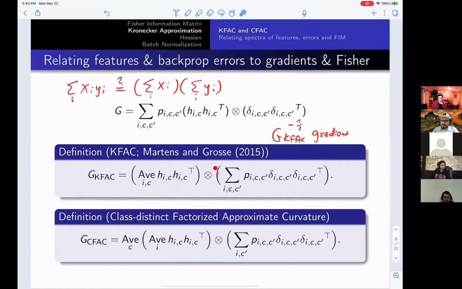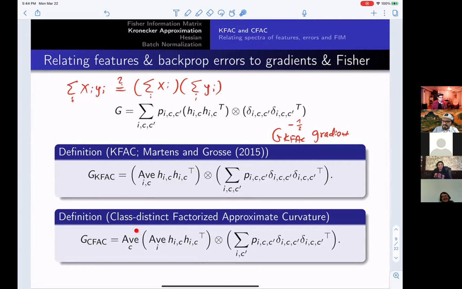Now, if you do a Kronecker product between these two things, you're going to have a feature of a cat meet a backpropagated error of a cat, and a feature of a cat meet a backpropagated error of a dog. But dogs and cats should not be Kronecker producted together. This sounds like something that should be put on a t-shirt, you know? Cats and dogs should not be Kronecker together.